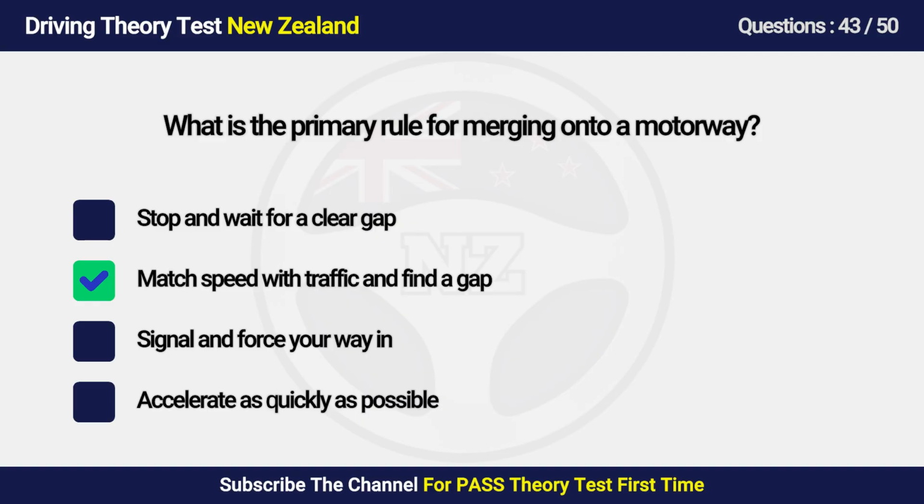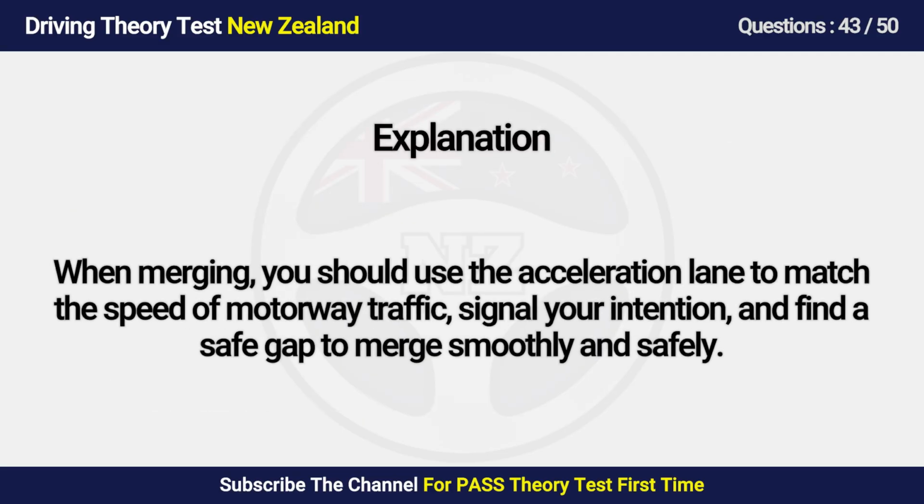Answers is B. Match speed with traffic and find a gap. When merging, you should use the acceleration lane to match the speed of motorway traffic, signal your intention, and find a safe gap to merge smoothly and safely.